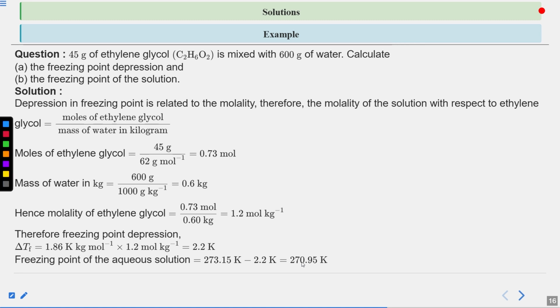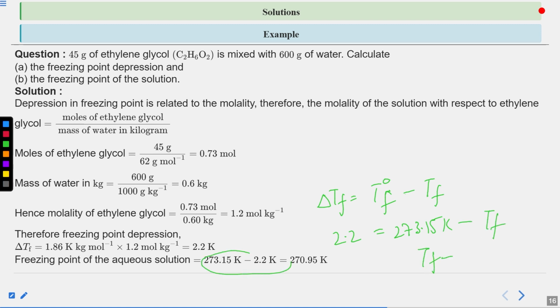So how will you calculate the final freezing point? We know that delta TF is equal to the pure solvent freezing point minus the solution freezing point. So delta TF is 2.2. For the pure solvent, it is 273.15. Why am I taking it? Because water is the solvent. Water has a freezing point of 273.15 Kelvin. So TF will finally be 273.15 minus 2.2, which will give you 270.95 Kelvin.